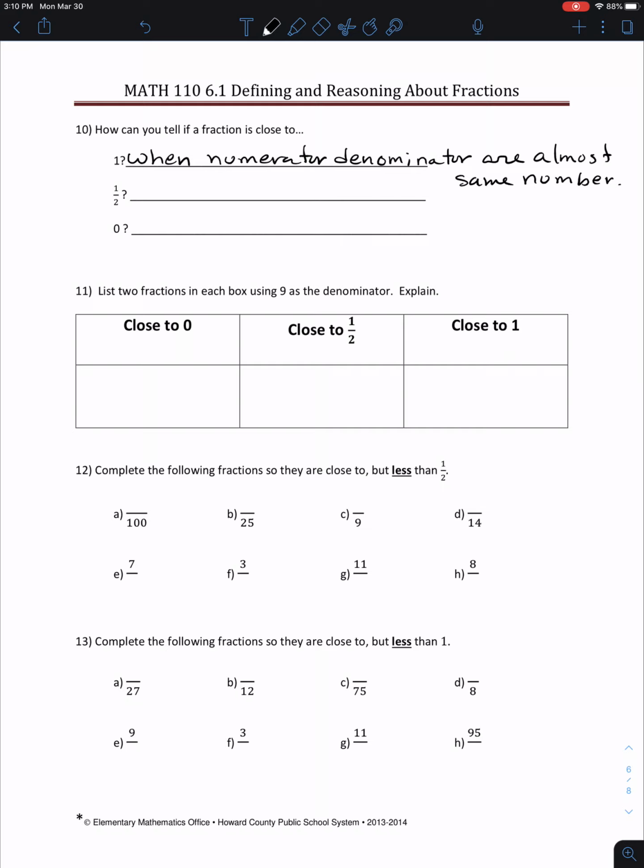And so same thing for 1/2. When something's close to 1/2, the numerator and the denominator would be about halfway in the middle. And if you're close to 0, then that means that our numerator is really close to 0, really small.